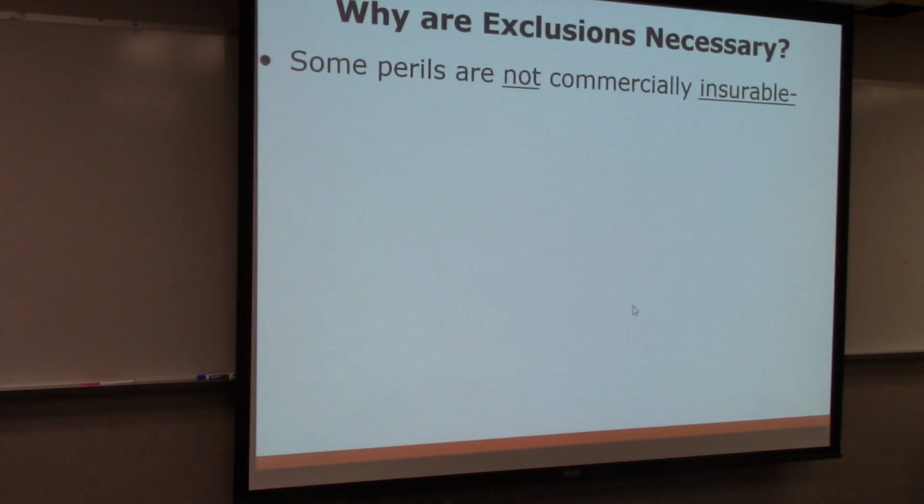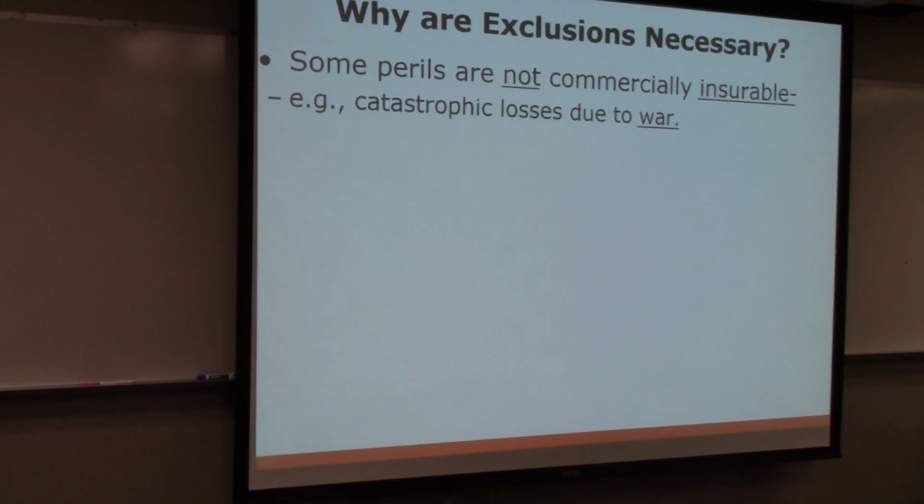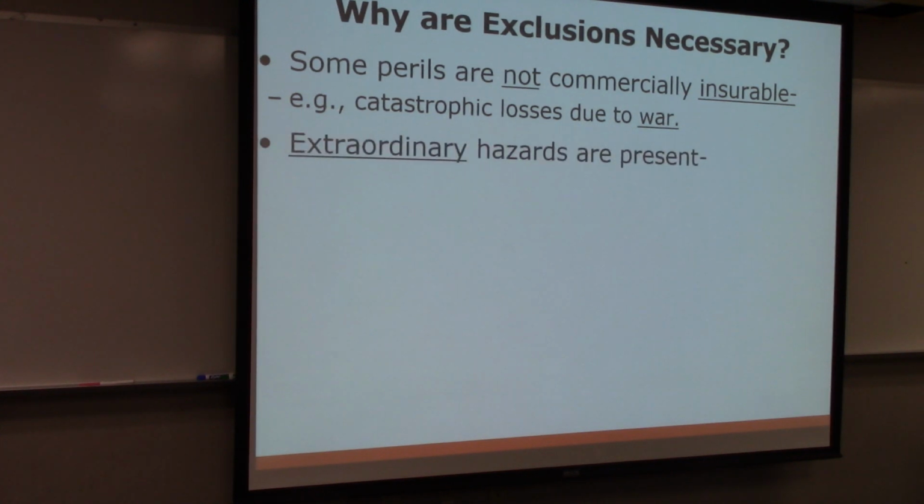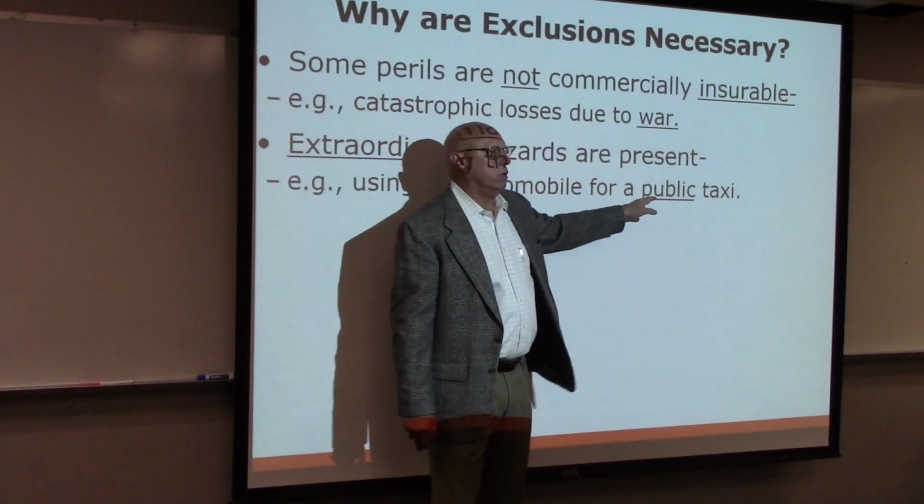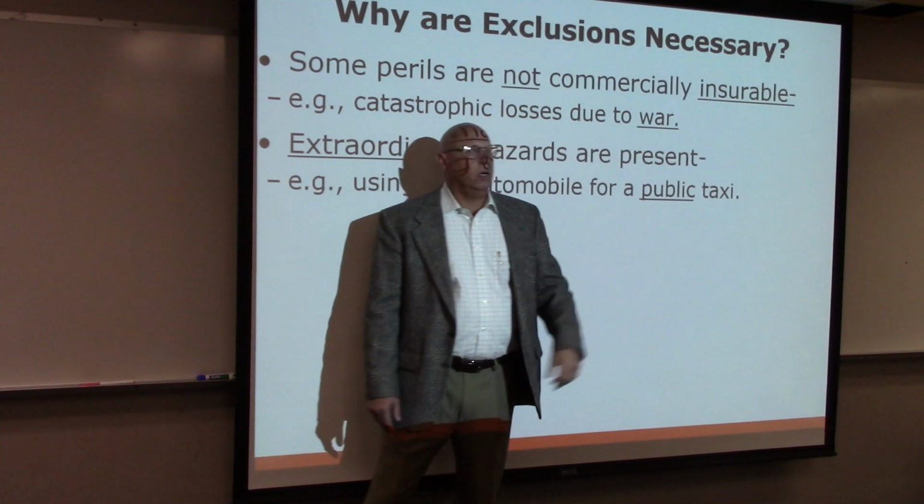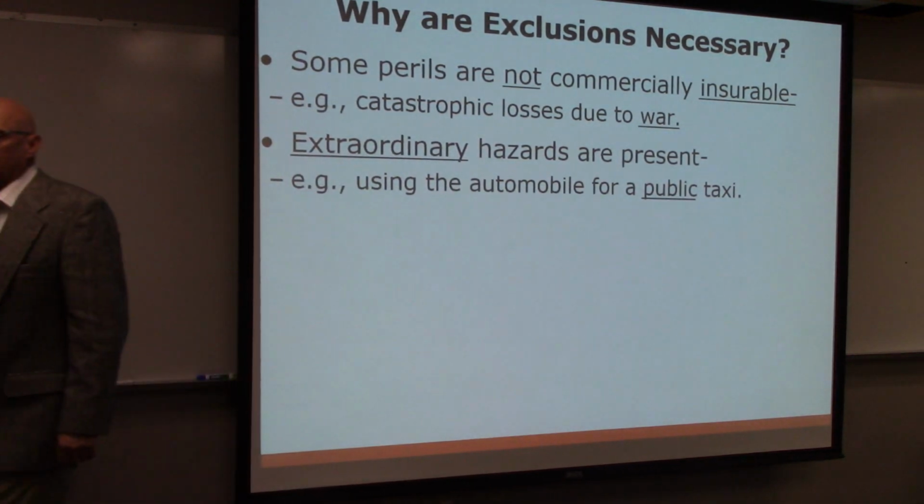All right. So there are just some perils that cannot be predicted accurately, cannot be priced economically. That's why they're excluded. All right. And so anytime you're using a vehicle to do business, your private coverage doesn't cover it.